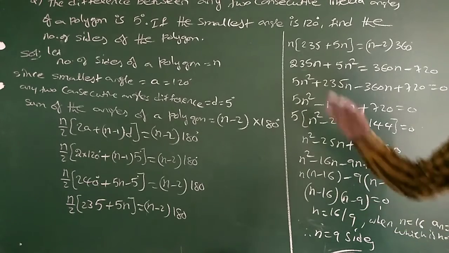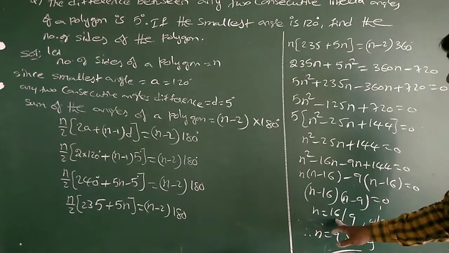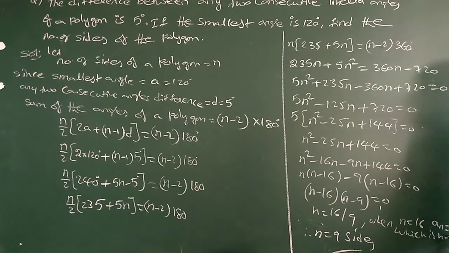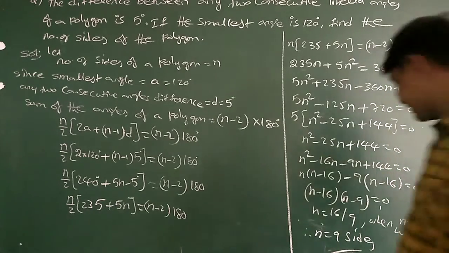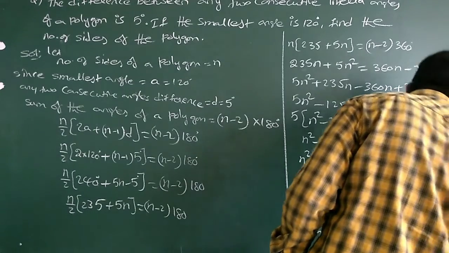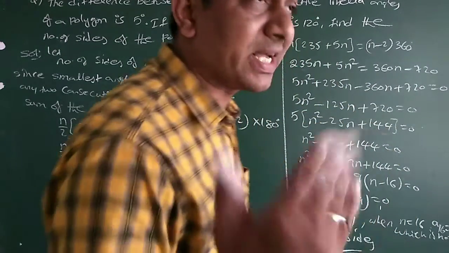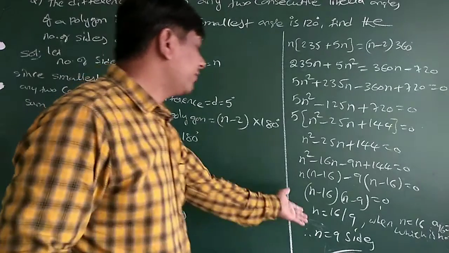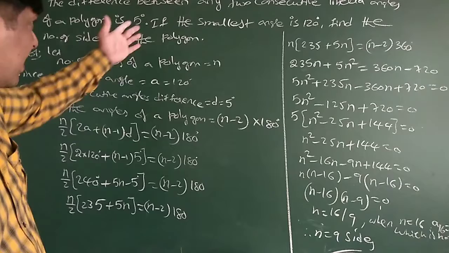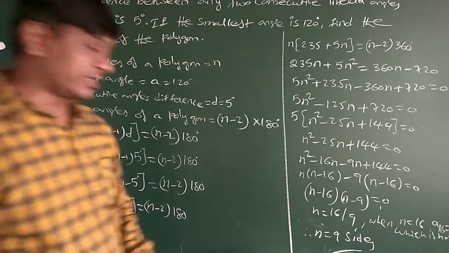How many sides will form the polygon? When 16 sides are there, then an is equal to 195, which is not possible. The last angle is the 16th angle. A16 is equal to 195, which is not possible. So therefore n is equal to 9 sides. The number of sides of the polygon is equal to 9 sides. Thank you.